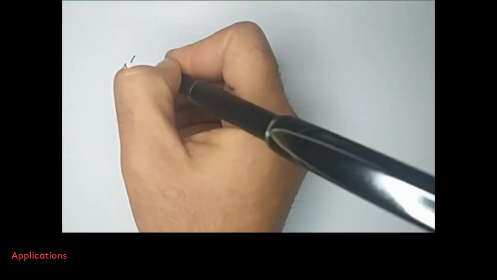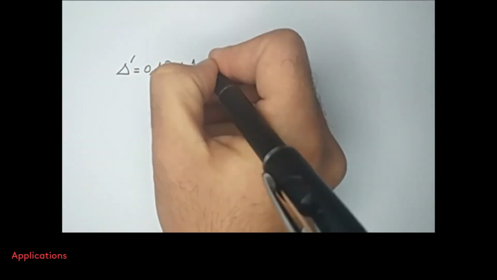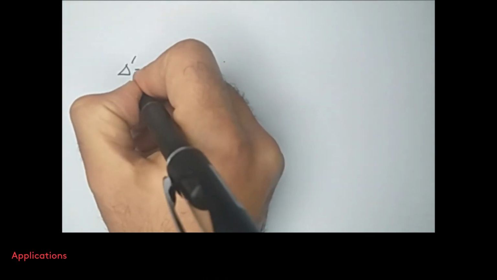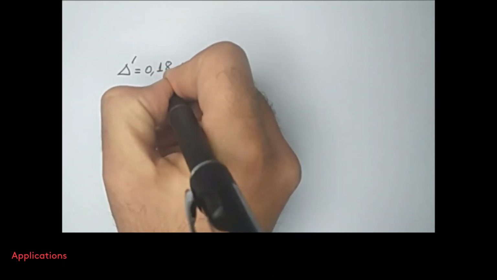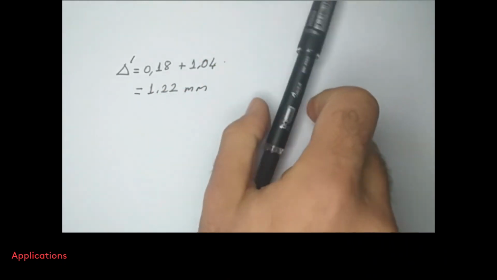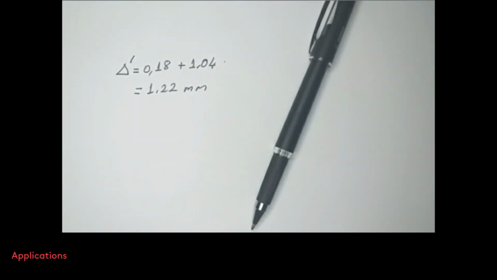Now the deflection due to the bending of the structure is 0.18 millimeters, and deflection due to the shear is 1.04 millimeters, and as a total it is 1.22 millimeters. So we just made a very small change, and in fact we significantly changed the deflection, so we have a more rigid structure.